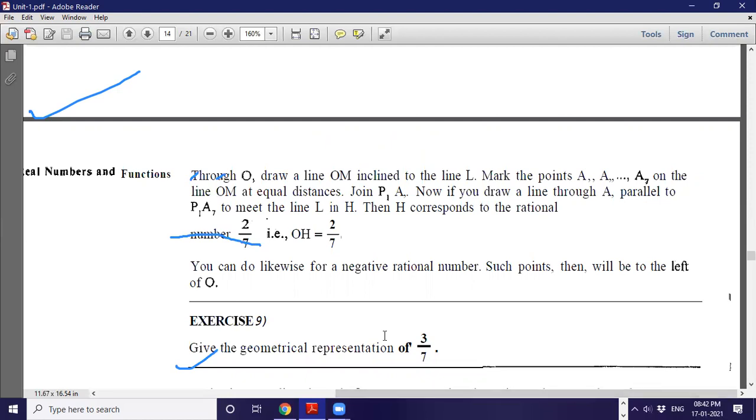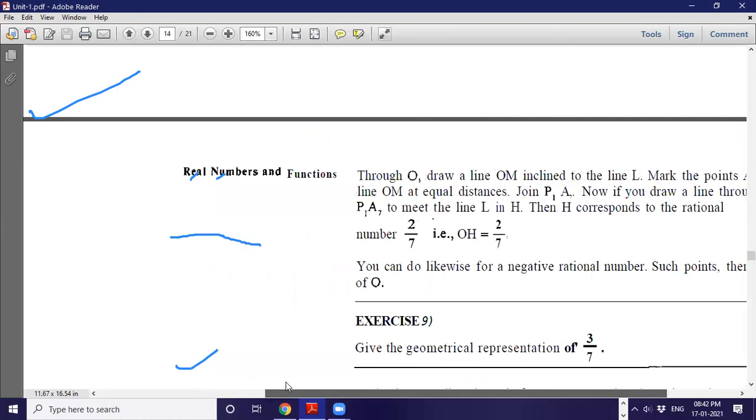Similarly, you can draw the same thing with respect to a negative rational number. Then the only thing you need to do is consider the length of L. Right.